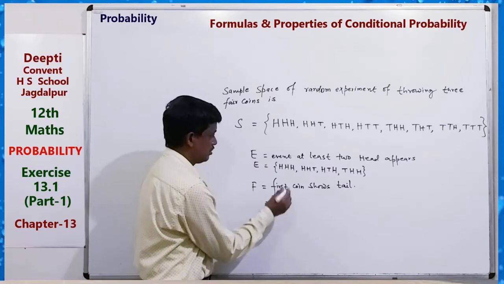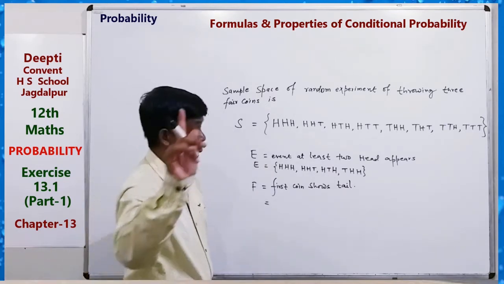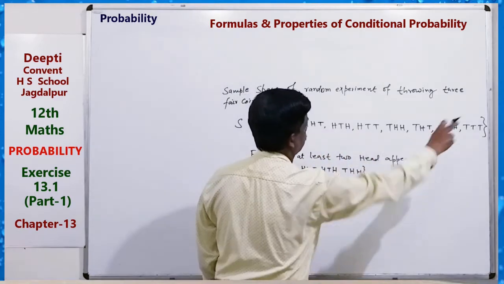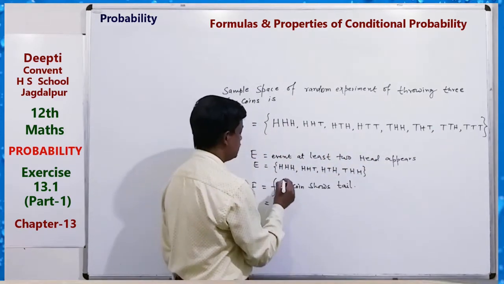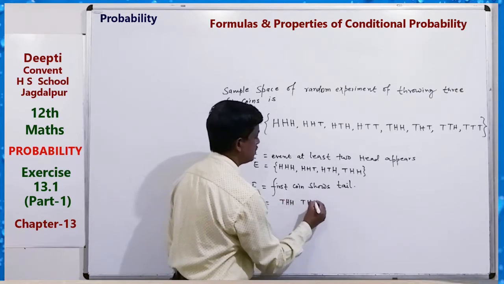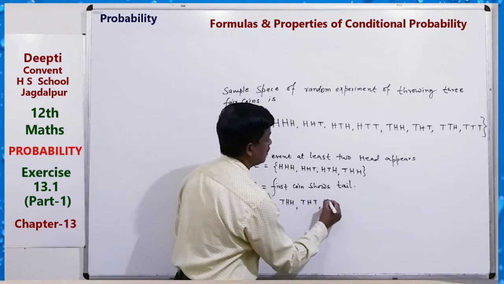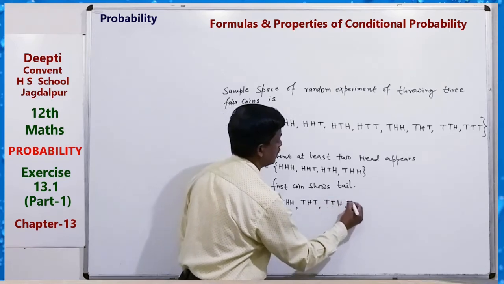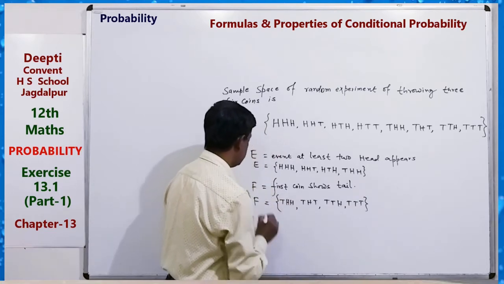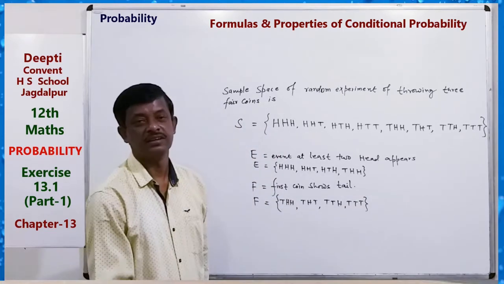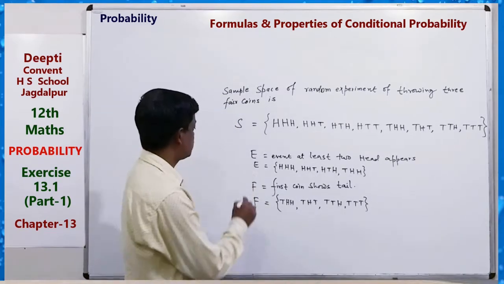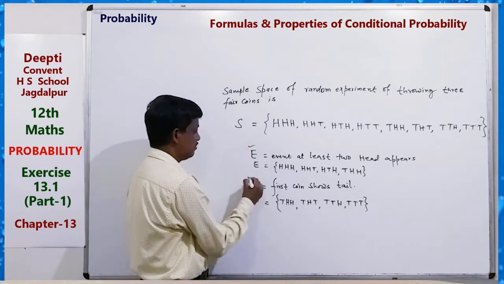And the first coin shows tail, the first position is tail. So these are THH, THT, TH, and TT. For understanding conditional probability, this is a good example. So our first event is this, and the second event is this.